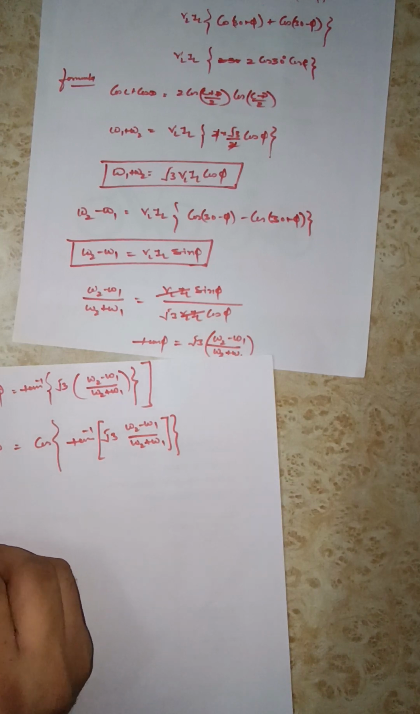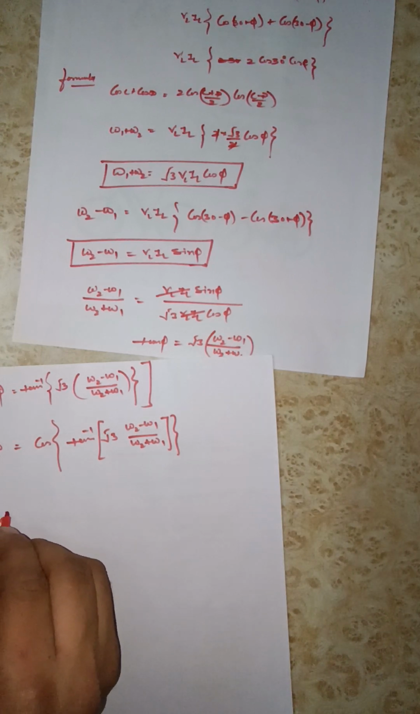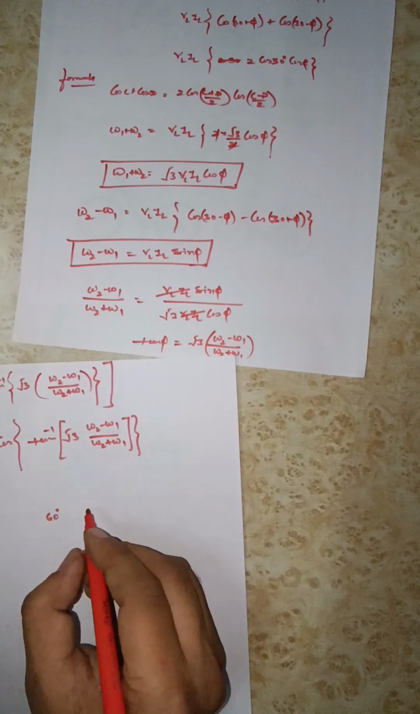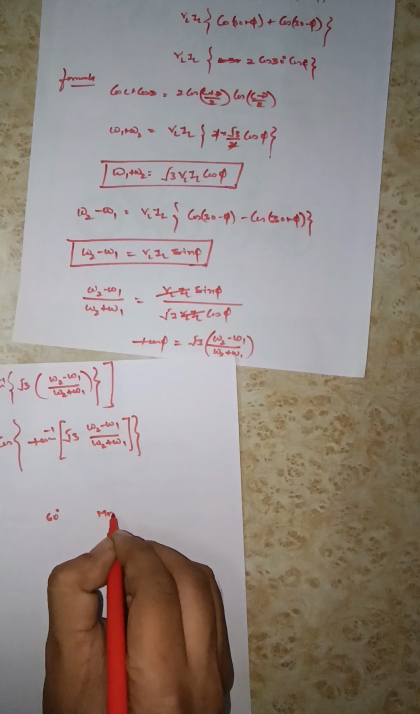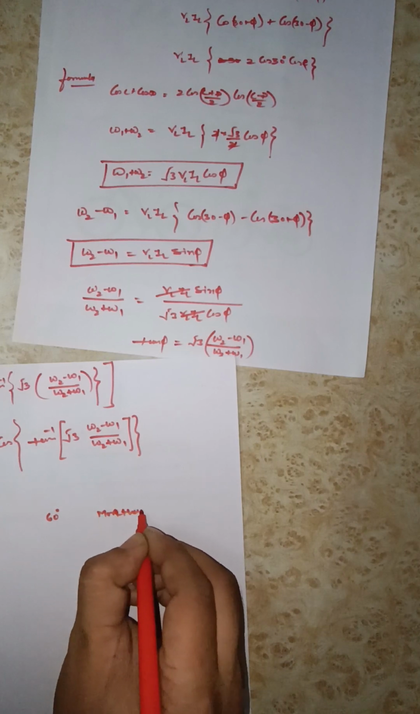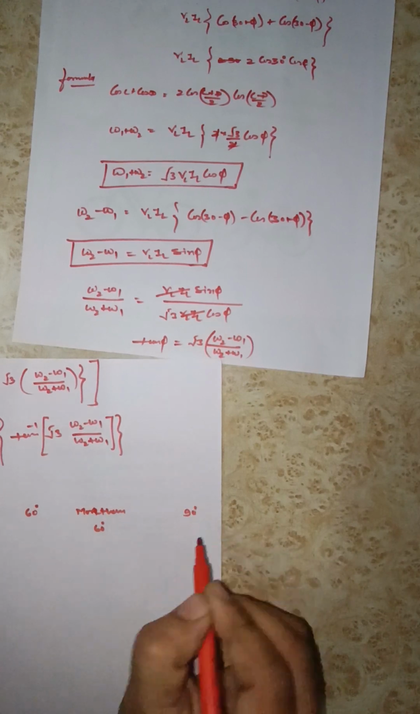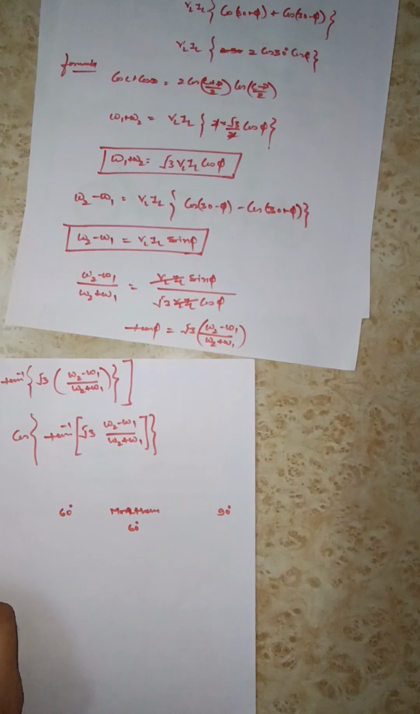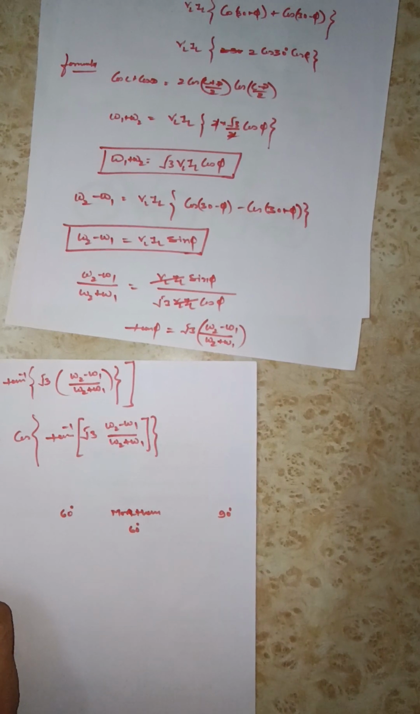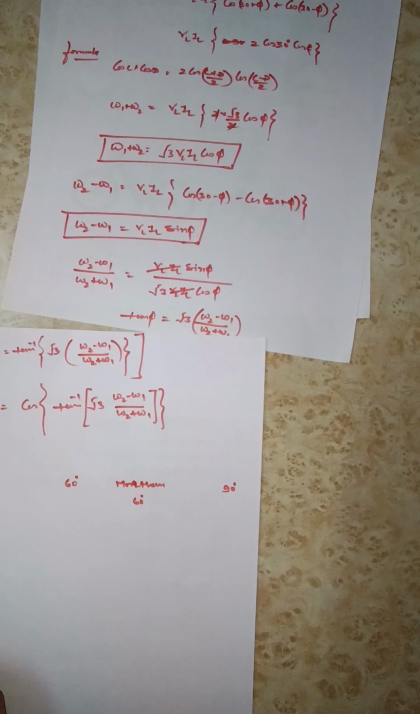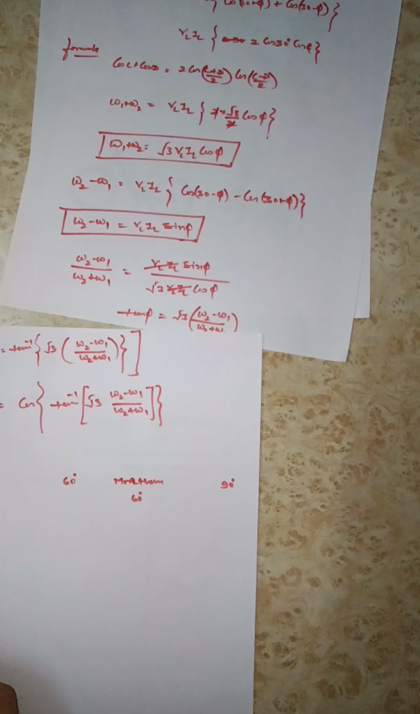Here it will be phi, and these will be 0 degree, 60 degree, more than 60, and here it will be 90 degree, fourth column. So here what we will draw, cos phi, then W2, then W1, and we will write the final conclusion.